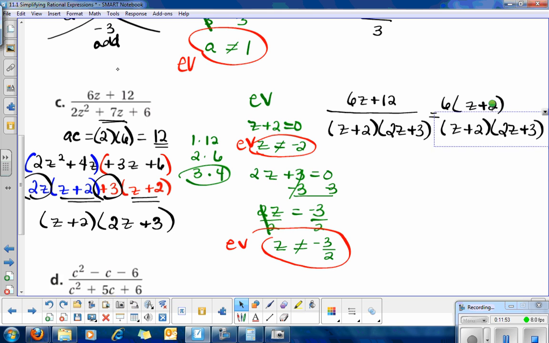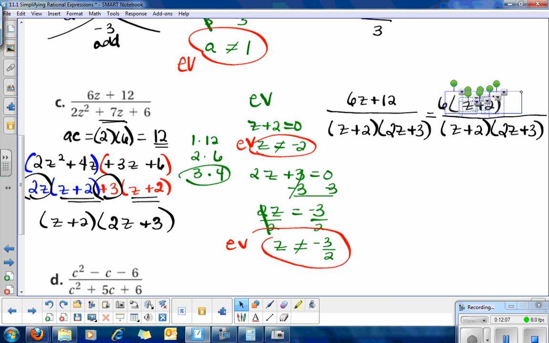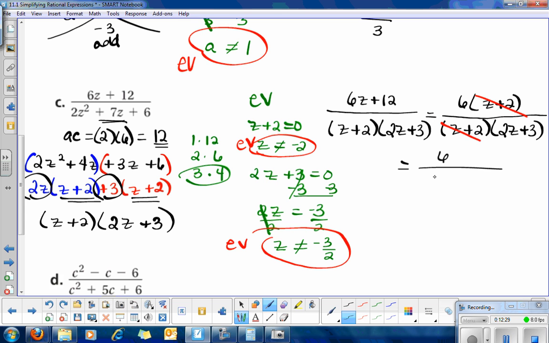And look, so tricky. So we have 6 times quantity of z plus 2 over z plus 2 times 2z plus 3. So now you can see that we do have some canceling going on. We're going to cancel the z plus 2's, and then our final answer will be 6 over 2z plus 3. There's your final answer.